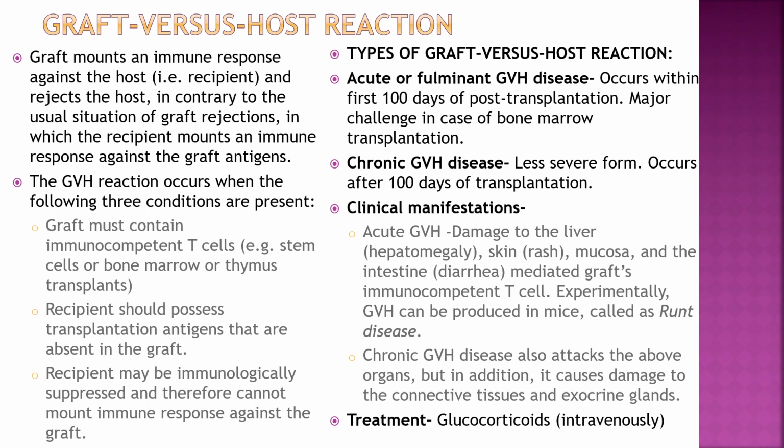Types of graft versus host reaction. Acute or fulminant GVH occurs within 100 days of post-transplantation. It is a major challenge in the case of bone marrow transplantation. Chronic GVH, a less severe form, occurs after 100 days of transplantation.